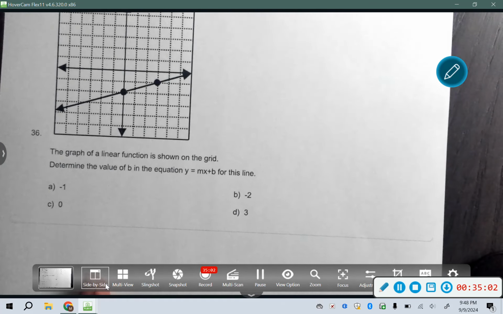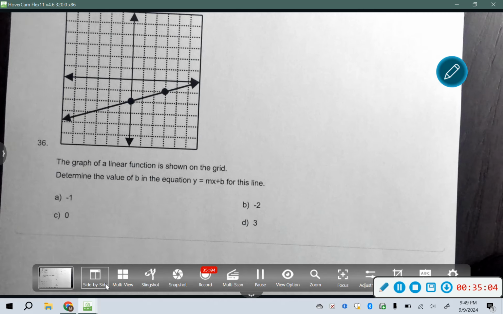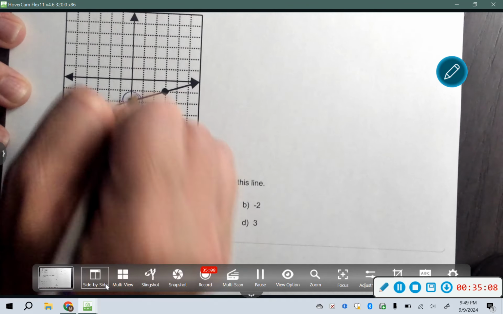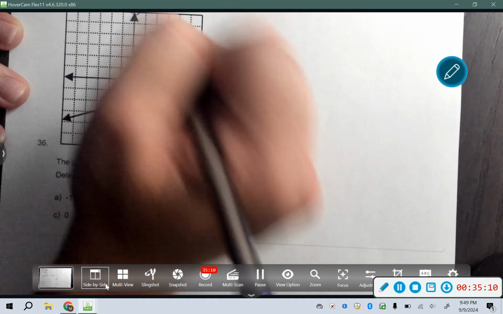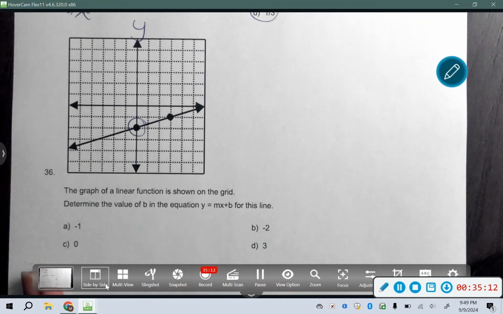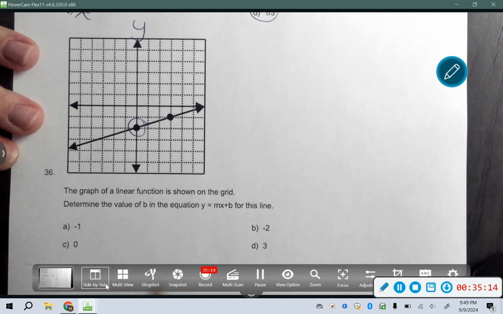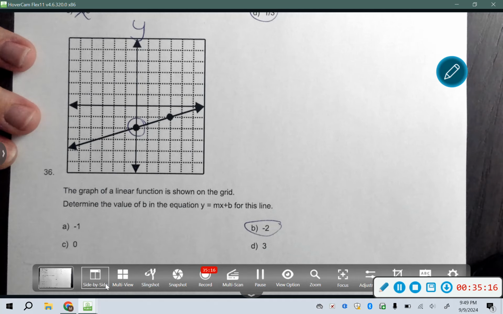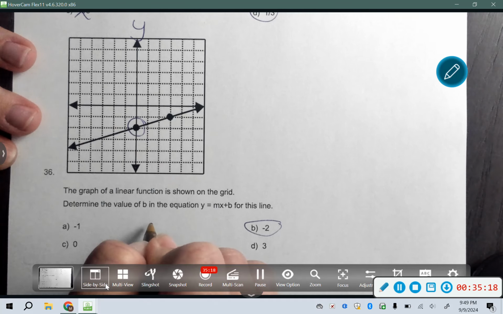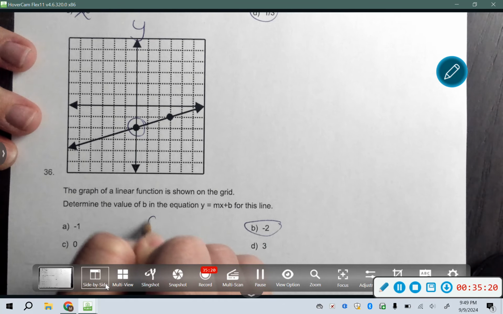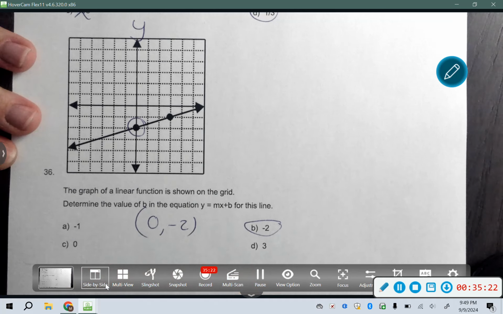Okay, so same concept. This is saying the graph of a linear function is shown. Now this time it says b. What is my b? Well, b is just where it touches the y-axis. So where did it touch? It touched at -2. So b is -2. Now if it was asking for it as a point, I want you to realize that is 0, -2. Your y-intercept is where x equals 0.